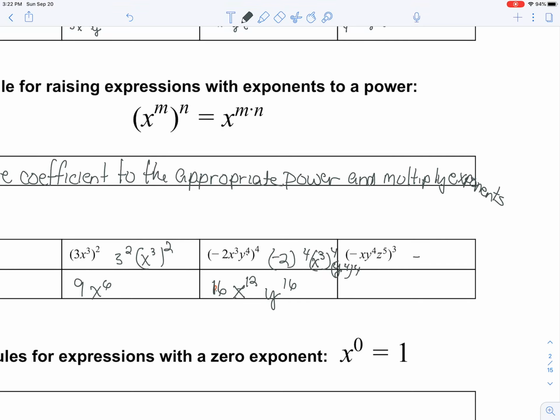All right, last one. Remember, we got to break this up. Negative 1 cubed, x cubed, y to the fourth cubed, z to the fifth cubed. And remember, we're just multiplying exponents. So negative 1 cubed is still negative 1. X cubed, because that's 1 times 3. And 4 times 3, which would be y to the 12th. And 5 times 3, which would be z to the 15th.